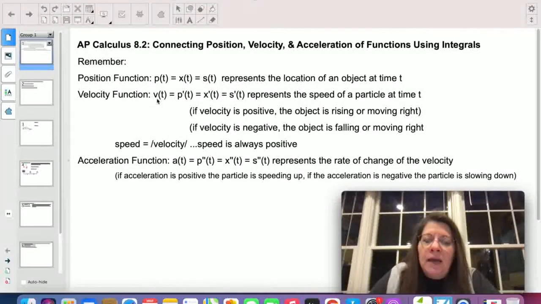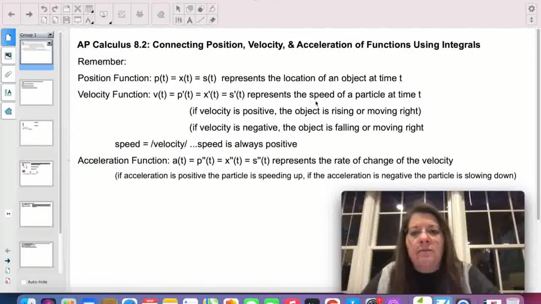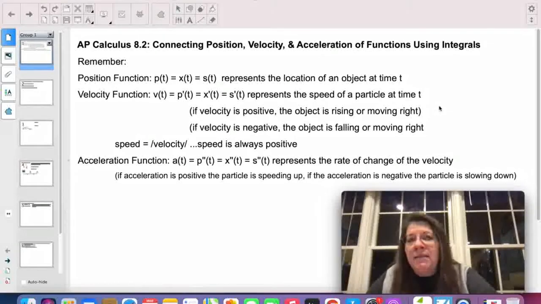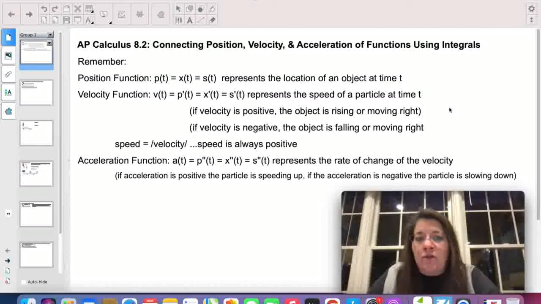The velocity, which is the derivative of the position function, can be notated as V of t, P prime of t, X prime of t, or S prime of t. All of those are common representations. And the velocity function represents the speed the particle is moving at time t. So if it has V of 2 equals negative 15, that means at 2 seconds or 2 minutes, whatever the time unit is, the object is moving negative 15 feet per second or per minute. And if it's negative, that means it's either moving left or falling. If it's positive, that means the velocity is moving toward the right or up.